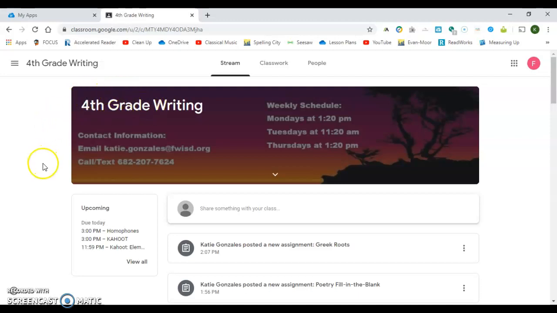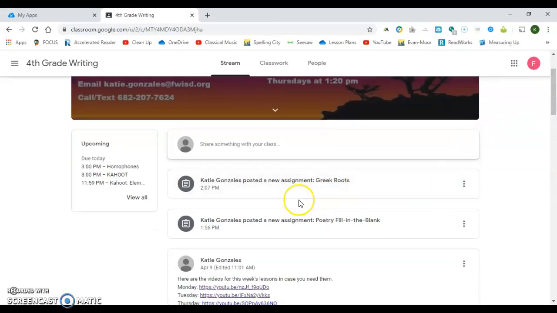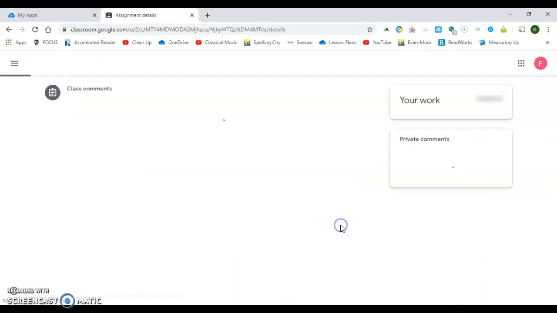You're going to come here to our 4th grade writing page. You can click on classwork or look right here because the assignments are posted right here. You're going to be doing this poetry fill in the blank assignment, and you have this assignment right here, Greek roots, where you're going to be practicing spelling words with Greek roots on Spelling City. Right? We're going to go to this one because this is the one that you can use the video for.